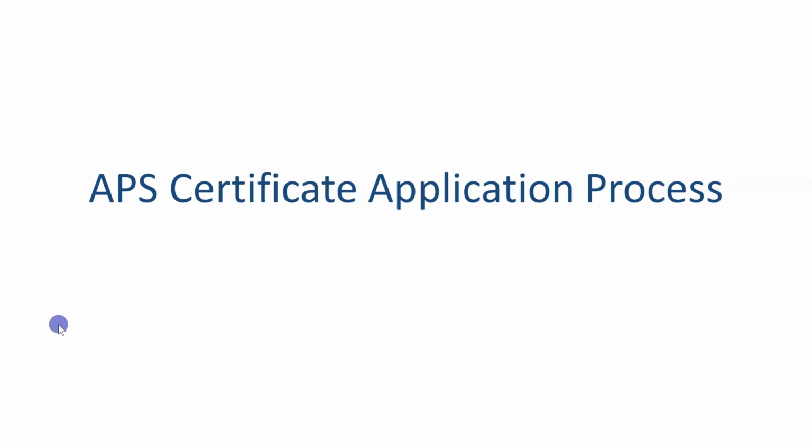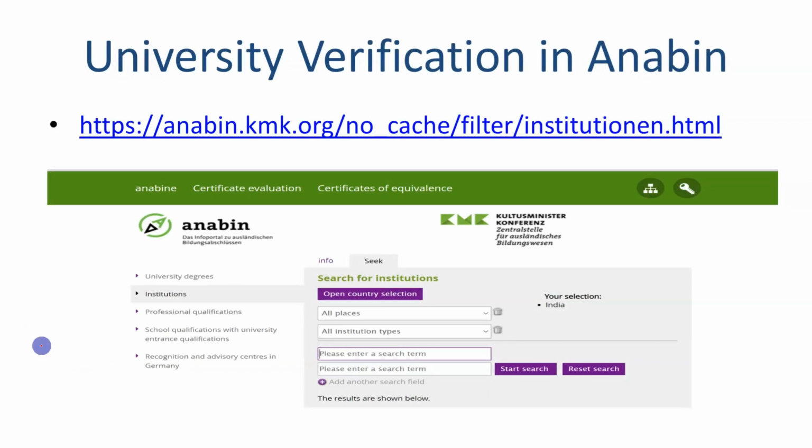So in today's video, I will explain about the APS certificate. The first and foremost thing to do even before applying for APS certificate is to verify your university status in a website called Anabin. It is a German website which has list of all the Indian universities and their status recognition.